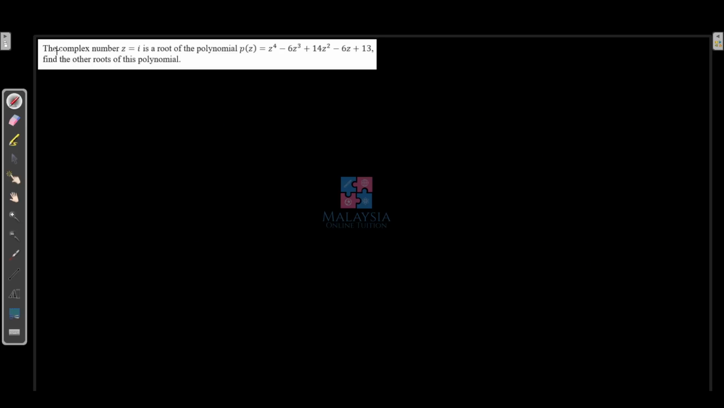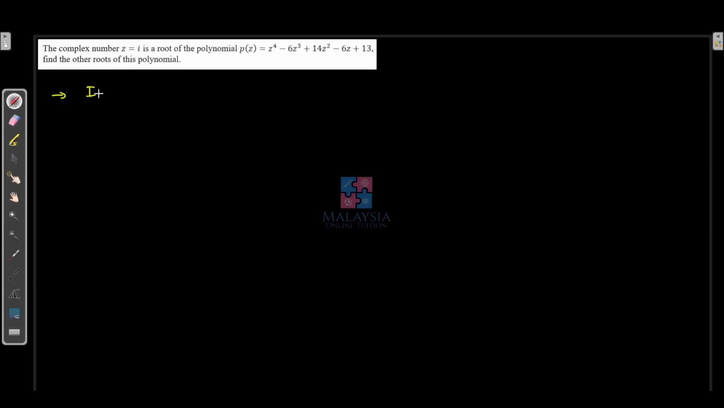For question number 6, which is the last question for this video, the complex number z equals i is a root of the polynomial p of z equals z to the power of 4 minus 6z cubed plus 14z squared minus 6z plus 13. Find the other roots of this polynomial. They have given us that z equals i is a root of the polynomial. So using the concept that the conjugate of this complex number is also going to be a root of the polynomial.